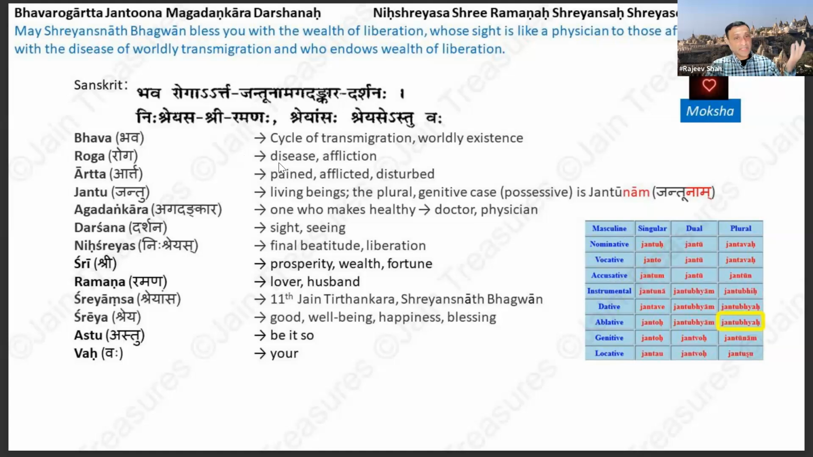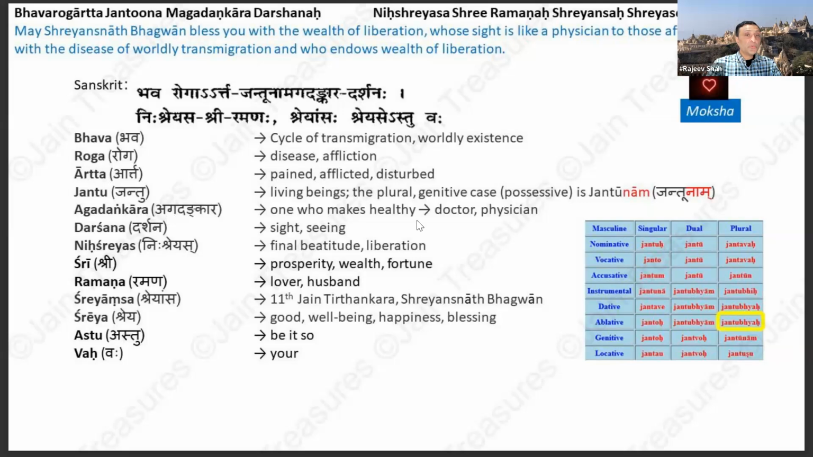When can we get out of this and actually get into Siddhashila? Artha, pained, afflicted or disturbed. Jantu, living beings. And then as you can see over here, Jantunam, the word, that's a plural possessive. And as you can see here, I've given a small table. So you can have the same word Jantu, which means living beings, but these are all the different cases. Dative means for and to, genitive means possession, locative means in or on. So depending on how you want to structure the sentence, the ending will change. So it's Jantvaha, Jantun. That's the kind of table.